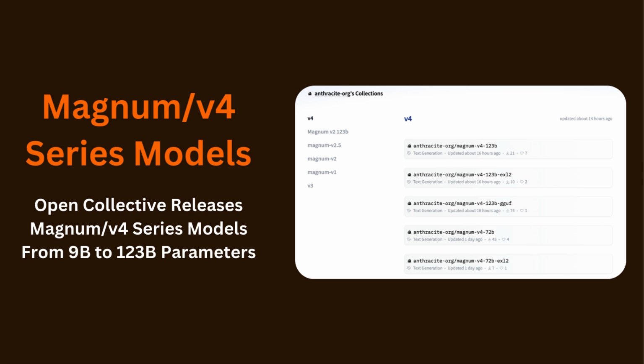Open Collective releases Magnum V4 series models from 9B to 123B parameters. Wow, that's quite a range. Yeah, it really shows what they're going for with this release, not just focusing on one thing. They're trying to make tools for anything from simple things to really complex research. So we've got models with 9 billion parameters, 12 billion, even a massive 123 billion. Why so many options? What's the advantage?